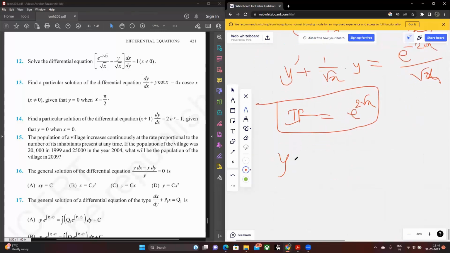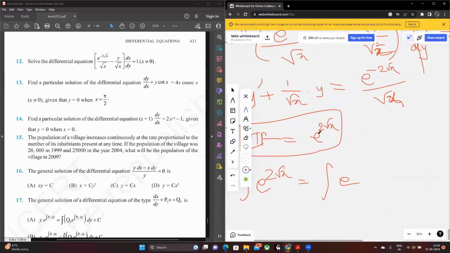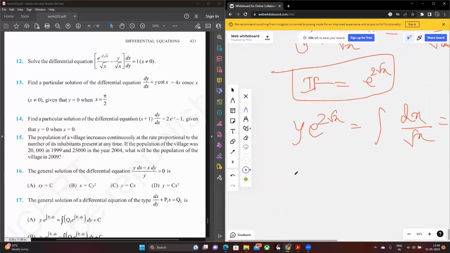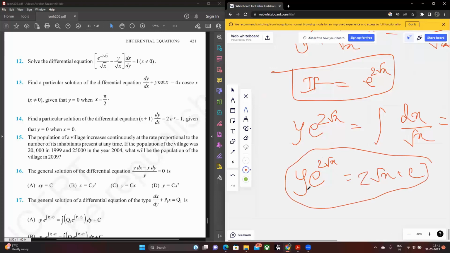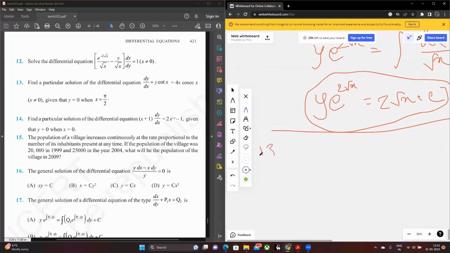Therefore, your solution is going to be y e power 2 root x is equal to integral of e power minus 2 root x into e power 2 root x, which is going to be 1. And so you basically have dx divided by root x, that is basically 2 root x. So y e power 2 root x is equal to 2 root x plus c is going to be your solution, right? If you want, you can write this as y equals e power minus 2 root x into (2 root x plus c), but again, same form. I'm not bothering with that. Question number 13.